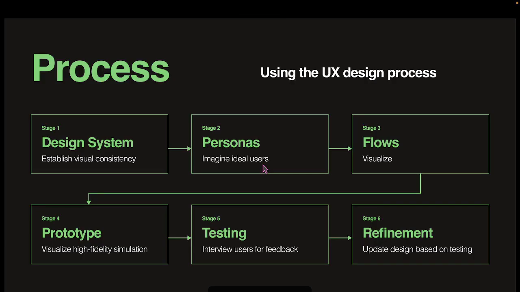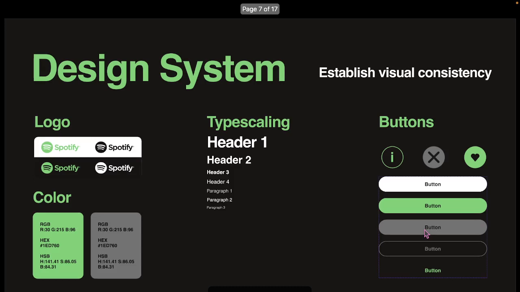So my process was to establish a design system to make sure everything looked consistent, to develop two user personas for who might be using this, the flow, which would basically establish the sequence, build the prototype in Figma, and then test it using Lookback with some users, and then do some refinement based on those interactions.